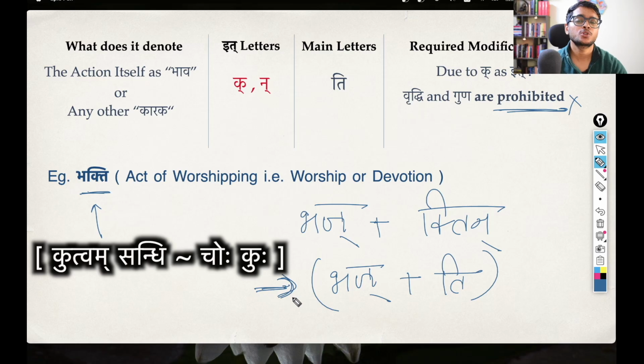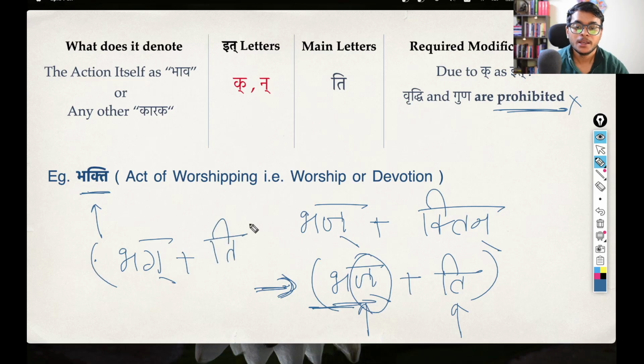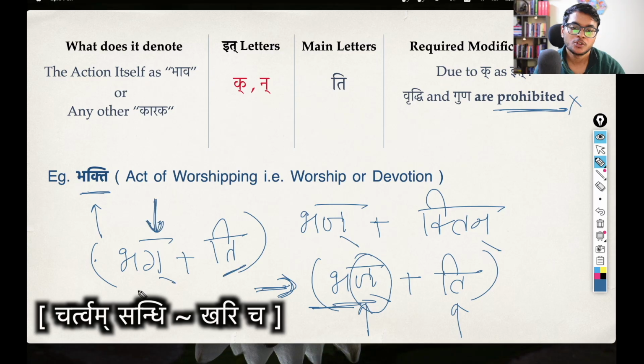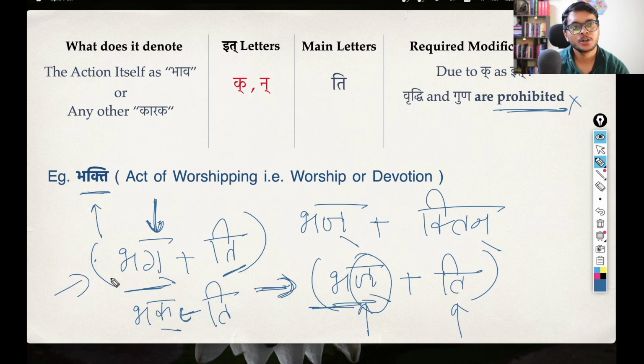So here you have the kutvam sandhi, popularly referred to as choho kuhu. So this bhaj will change into bhag. Cha cha ja, cha varga. Similarly, ka kha ga, ga varga. So bhaj changes into bhag, and then you have this ti, right? And here, yet again, another sandhi will happen. That is the chartva sandhi. So basically, this bhag changes into bhak. This ga changed into the prathama vyanjan of its same varga. Bhag changes into bhak. So this is the chartva sandhi, popularly referred to as kharicha.